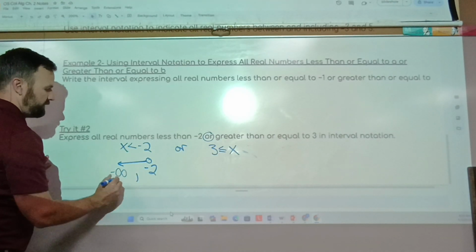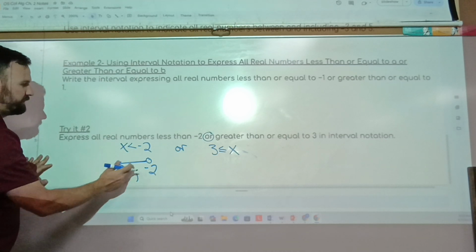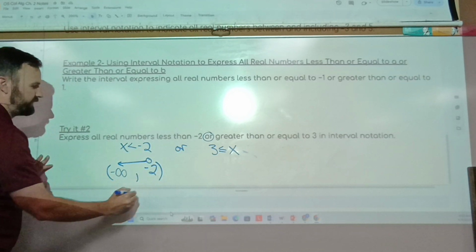Now this one, parentheses always around infinity. -2 this time gets the parentheses.